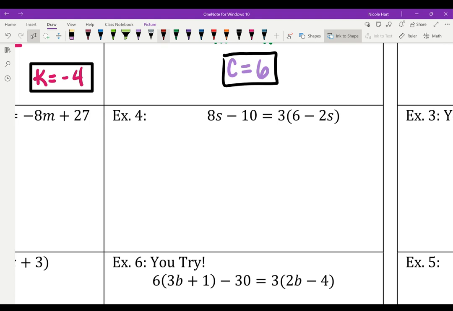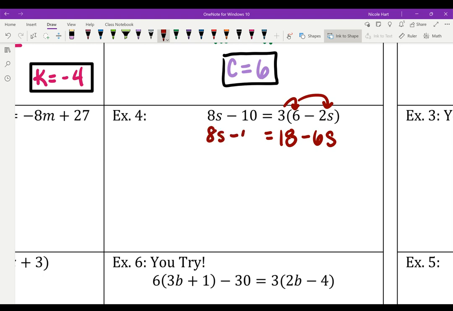Okay, here we have example 4. It says 8s minus 10 equals 3 parentheses 6 minus 2s. The first thing I see is this parentheses, and I know I'm going to have to distribute that 3. So when we do that, 3 times 6 is 18. 3 times negative 2s gives us a negative 6s. That 3 times negative 2 is that negative 6.